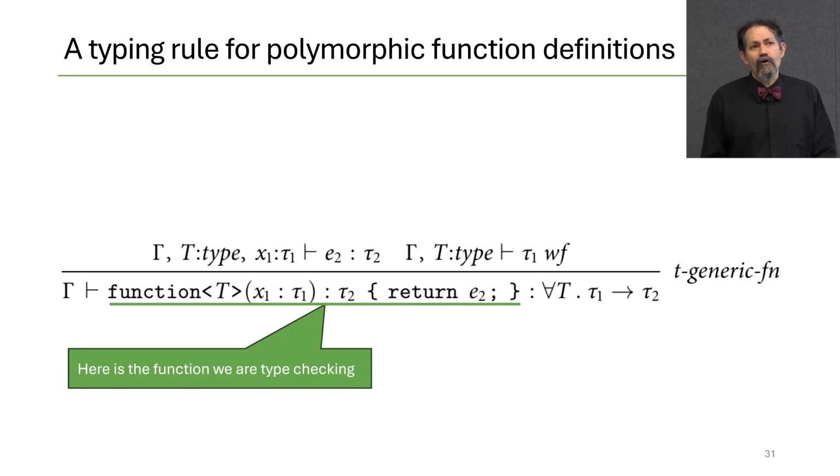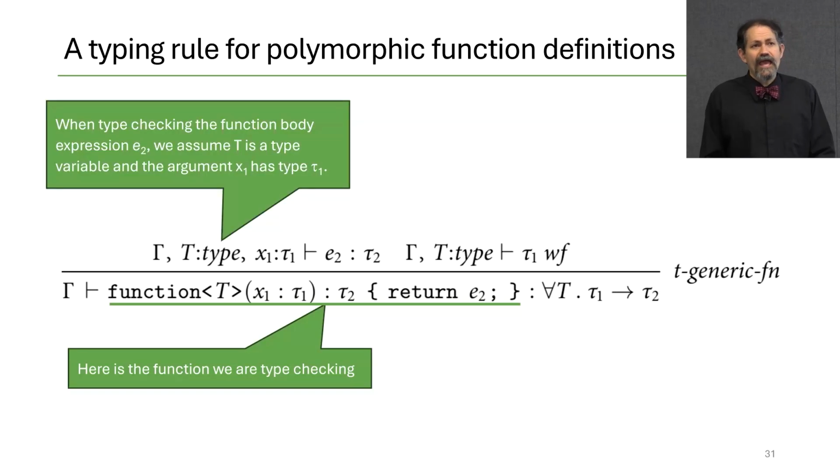Well, in the body of the function, we need to treat t like some unknown type. And so we add it to our context gamma. Our context gamma normally tells us what the types of all the variables are, but here it also tells us, okay, t is a type parameter. You don't know what it is, but assume that it's a type. So assuming that t is a type, and assuming that x1 has type tau1, we type e2, and we find out that the body of the expression has type tau2. That's got to be the same type as the result of the function, because after all, this expression is the body of the function.